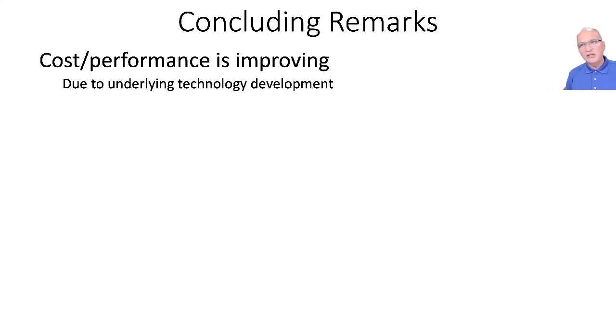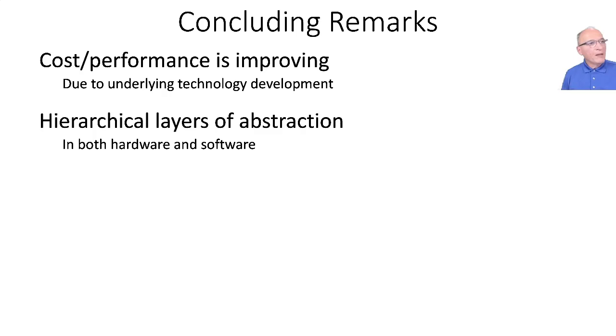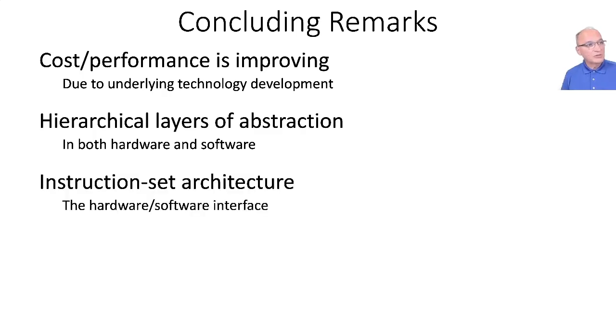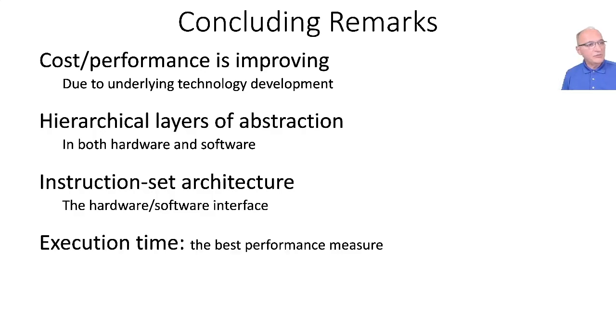So finally, concluding this lecture, what we review here is that cost performance is improving because of underlying technology development, but we saw that there is a limit, and the limit is because of the amount of power that we dissipate. We saw that there are hierarchical layers of abstractions in both software and hardware. We didn't see this all in this lecture, but we have been discussing this throughout the course so far. Instruction set architecture is the hardware-software interface that we have. And the best way to measure performance is by measuring execution time instead of measuring things like the number of instructions per second.